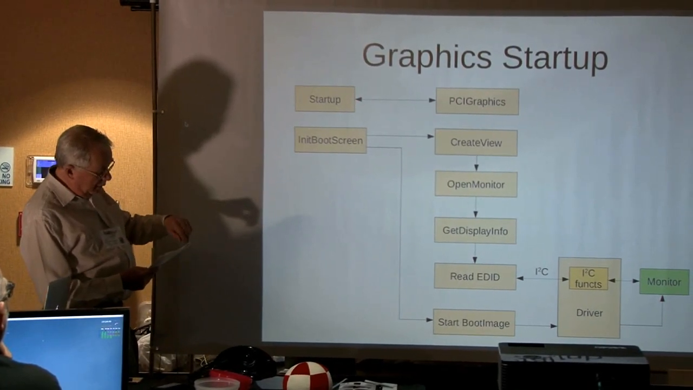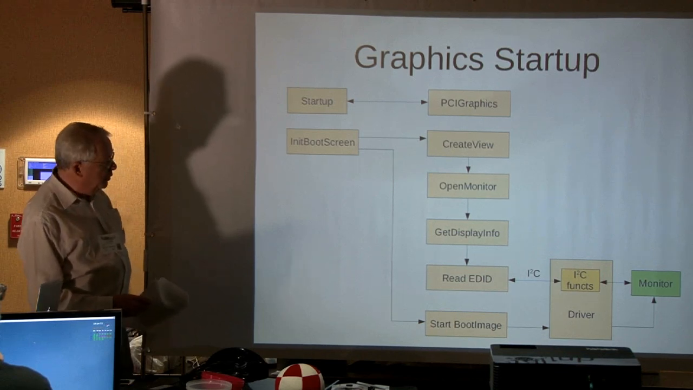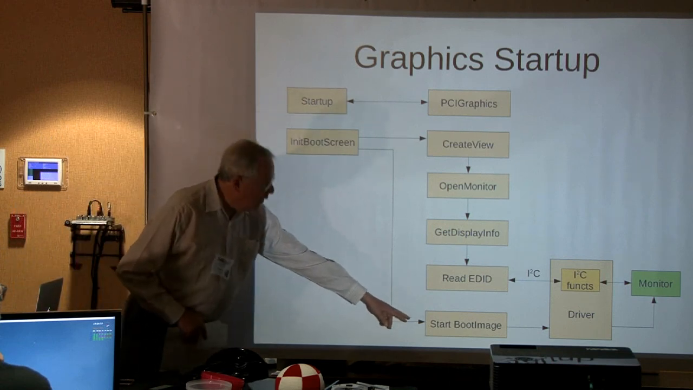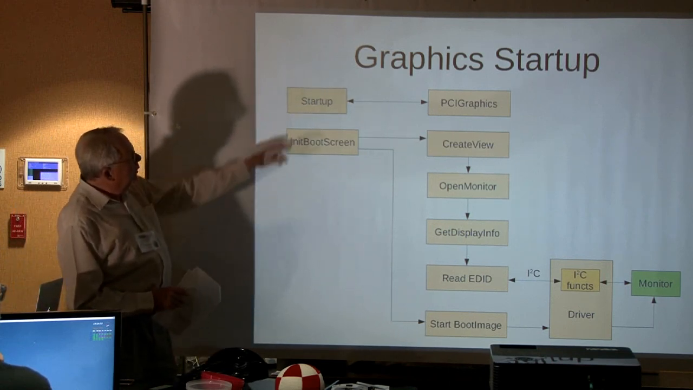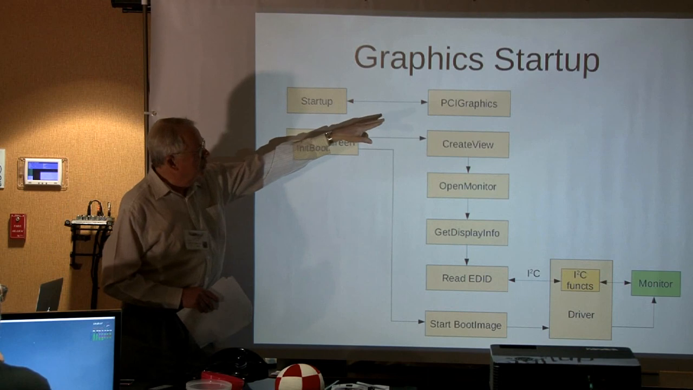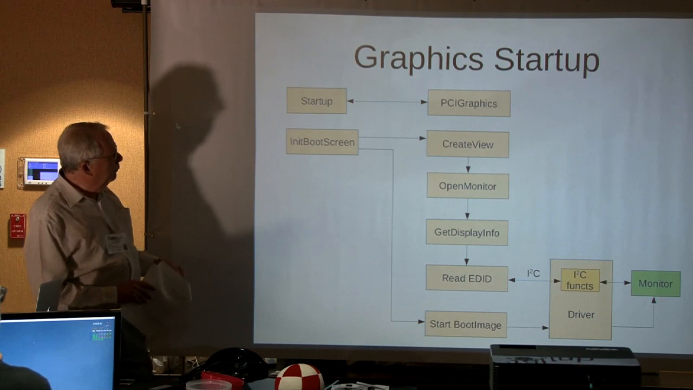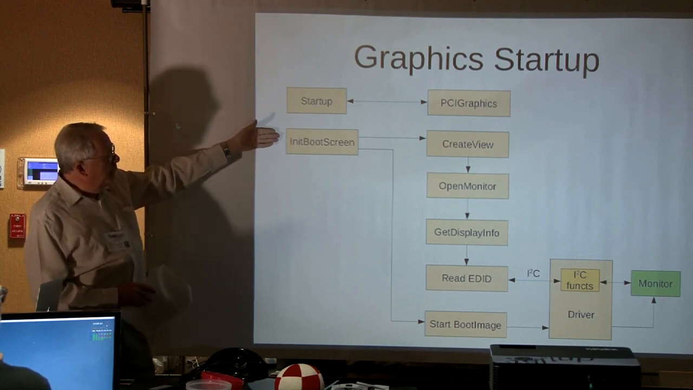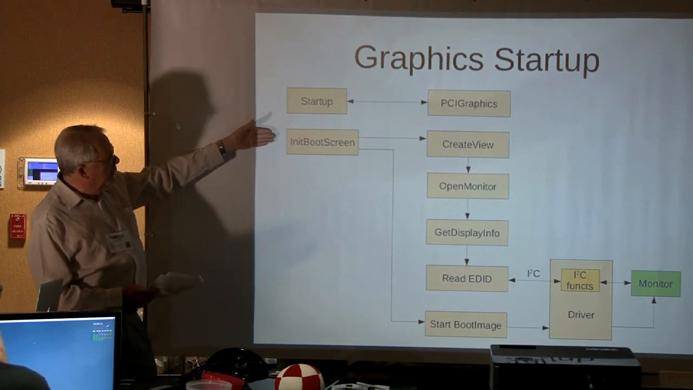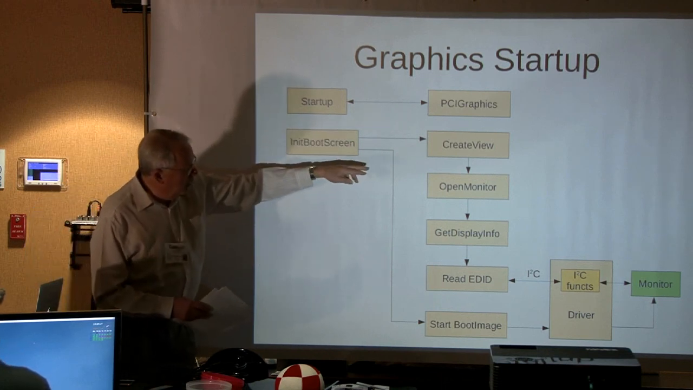So, the library's first visible function is to display the splash screen, the so-called boot image. It is the last thing in this sequence here. At startup, when Kickstarter starts everything going, it runs PCI graphics. PCI graphics makes up the list of available boards. Graphics starts up, and one of its first jobs is to create the initial boot screen for boot image. So it creates view, opens monitors, get display info.